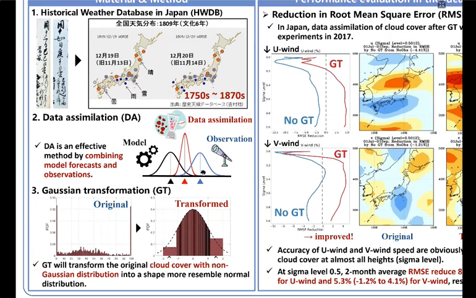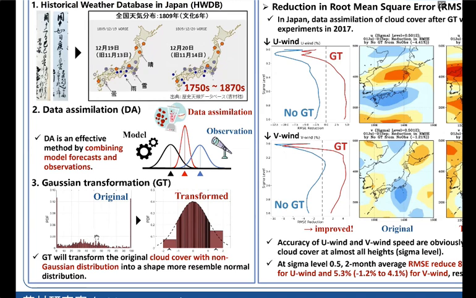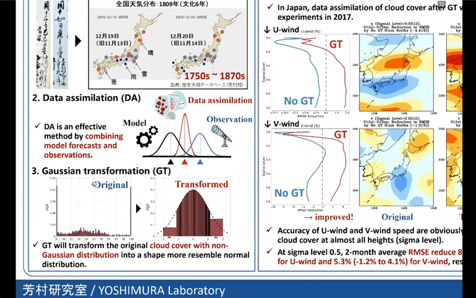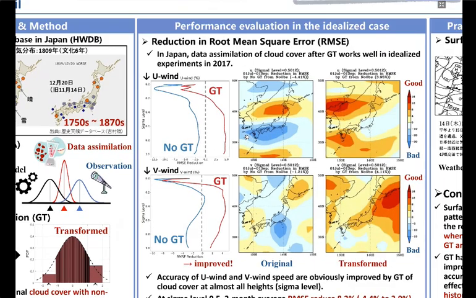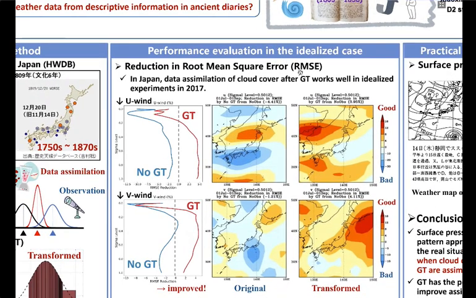However, most cloud cover doesn't show a highly Gaussian distribution, and it will have a negative impact on assimilation accuracy. So I used another method called Gaussian transformation, that is the GT, to transform the original cloud cover into a shape more resembling a normal distribution, as shown by this figure. Now let's see the performance of this GT method in an idealized experiment in 2017.